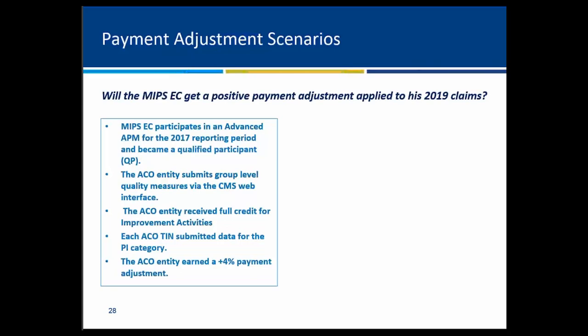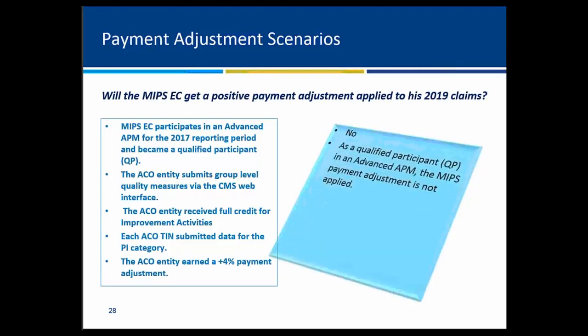Now remember, this MIPS eligible participant is in an advanced APM and they are qualified as a QP. That really is key right there. So we're hoping that you said no. As a qualified participant, or QP, in an advanced APM, the MIPS payment adjustment is not applied. Rather, the MIPS EC will receive a 5% lump sum bonus based on the Medicare Part B claim.